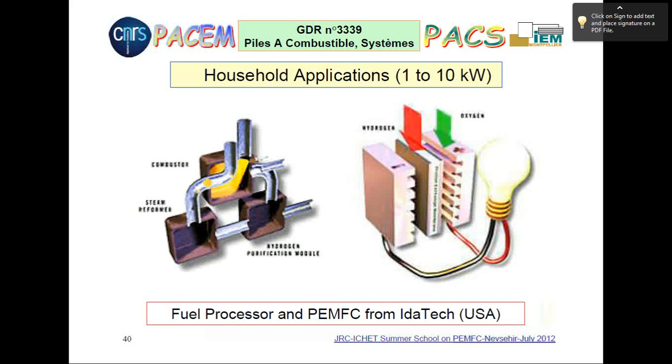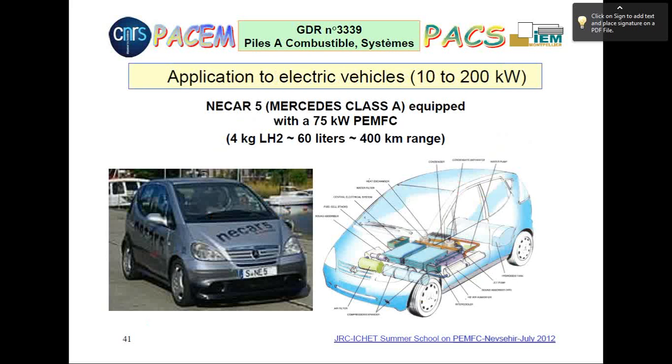Household application, 1 to 10 kilowatt. Now in Japan, there are many small fuel cells, 1 to 10 kilowatt, about 1,000 fuel cells manufactured and distributed among people, and it was a good figure. They have electricity and heat. The fuel cell car, Necar Class A from Mercedes, it works. At that time, 400 kilometer range with liquid hydrogen, but now you have a compressed bottle.